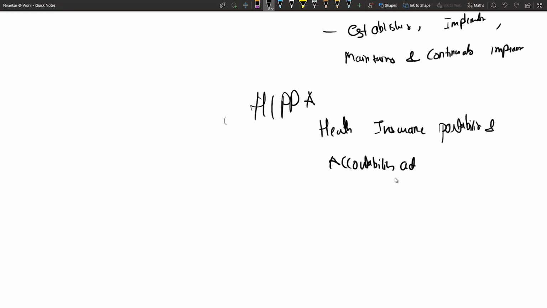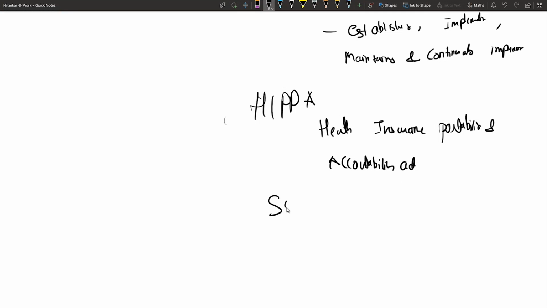CIA traits are used everywhere: confidentiality, integrity, and availability. Let's say you are making an app, so you have to use the CIA triad. You don't want your data to be leaked, so that is confidentiality. You don't want it to be modified; that is integrity. And you want it to be available every time a person requires it; that is availability.